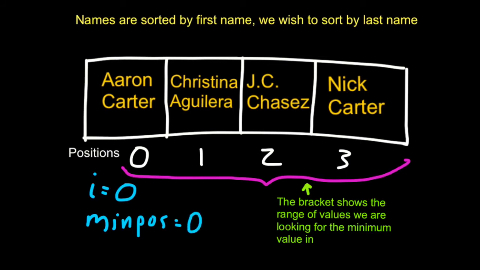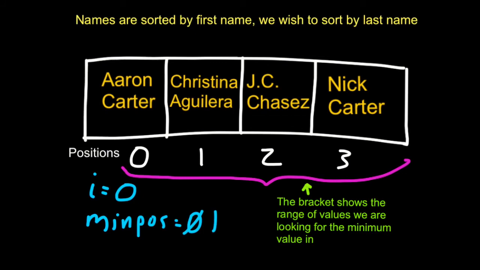Alright, so we look through each value from 0 onwards. Obviously we're not going to compare the value at position 0 with itself, so we move on to position 1. We see if that's less than the value at position 0. It is. Aguilera would come sooner alphabetically than Carter. So we change our min pos to 1.